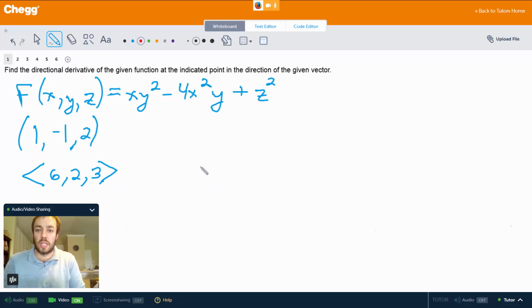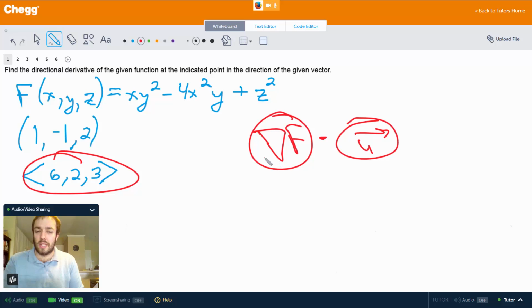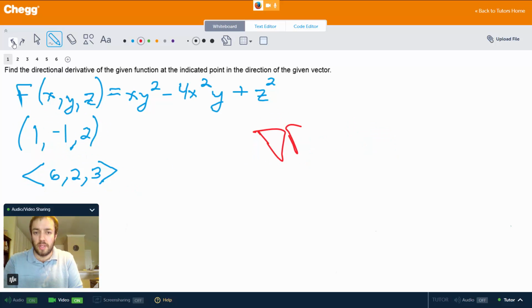So remember, in general, the directional derivative formula says we have to take the gradient of our given function and dot it with the unit vector in the indicated direction. Okay, so we don't have a unit vector. We have this vector here, which we can see from the 6, 2, and 3 is definitely not a unit vector. So we have to find the unit vector, and we also have to evaluate the gradient at this point. So let's go ahead and find the unit vector first.